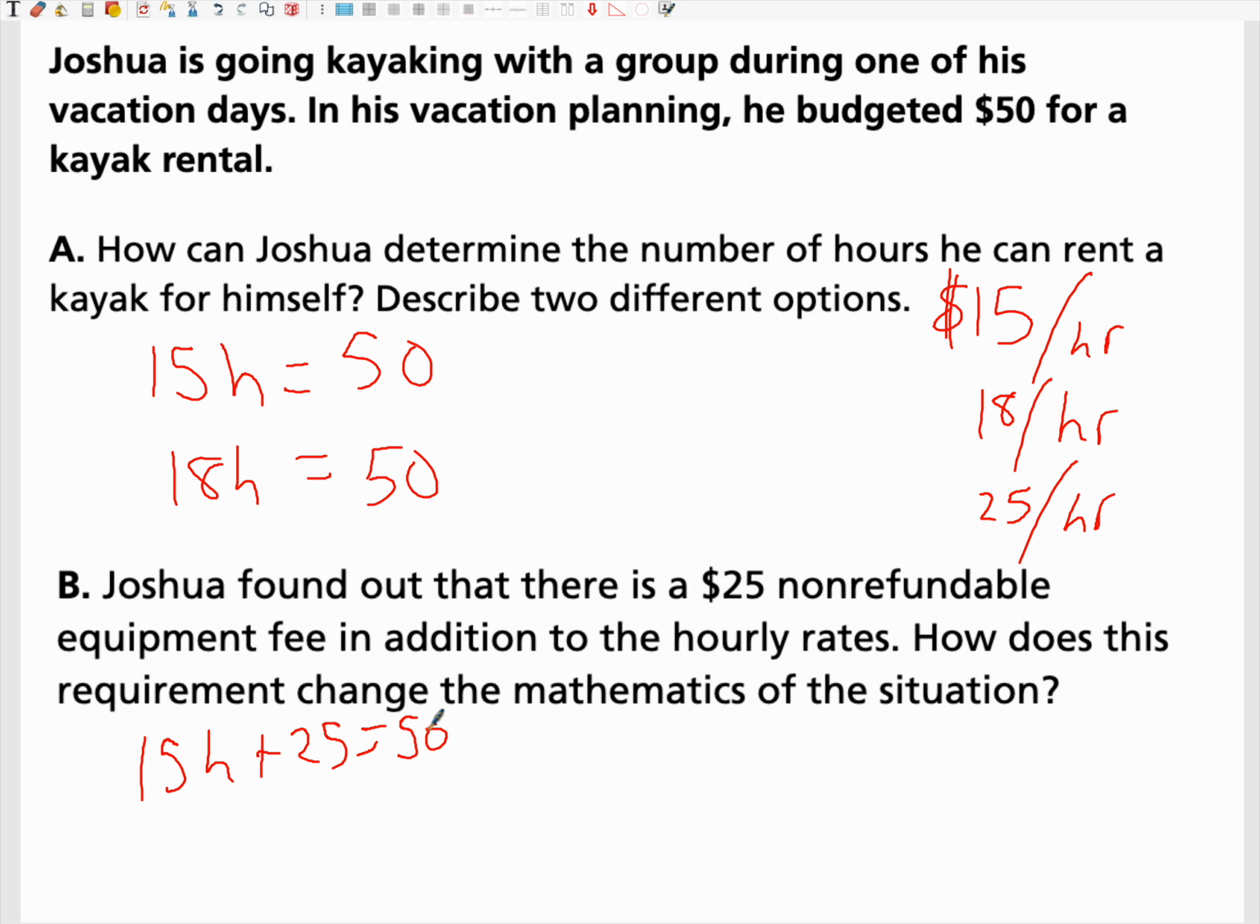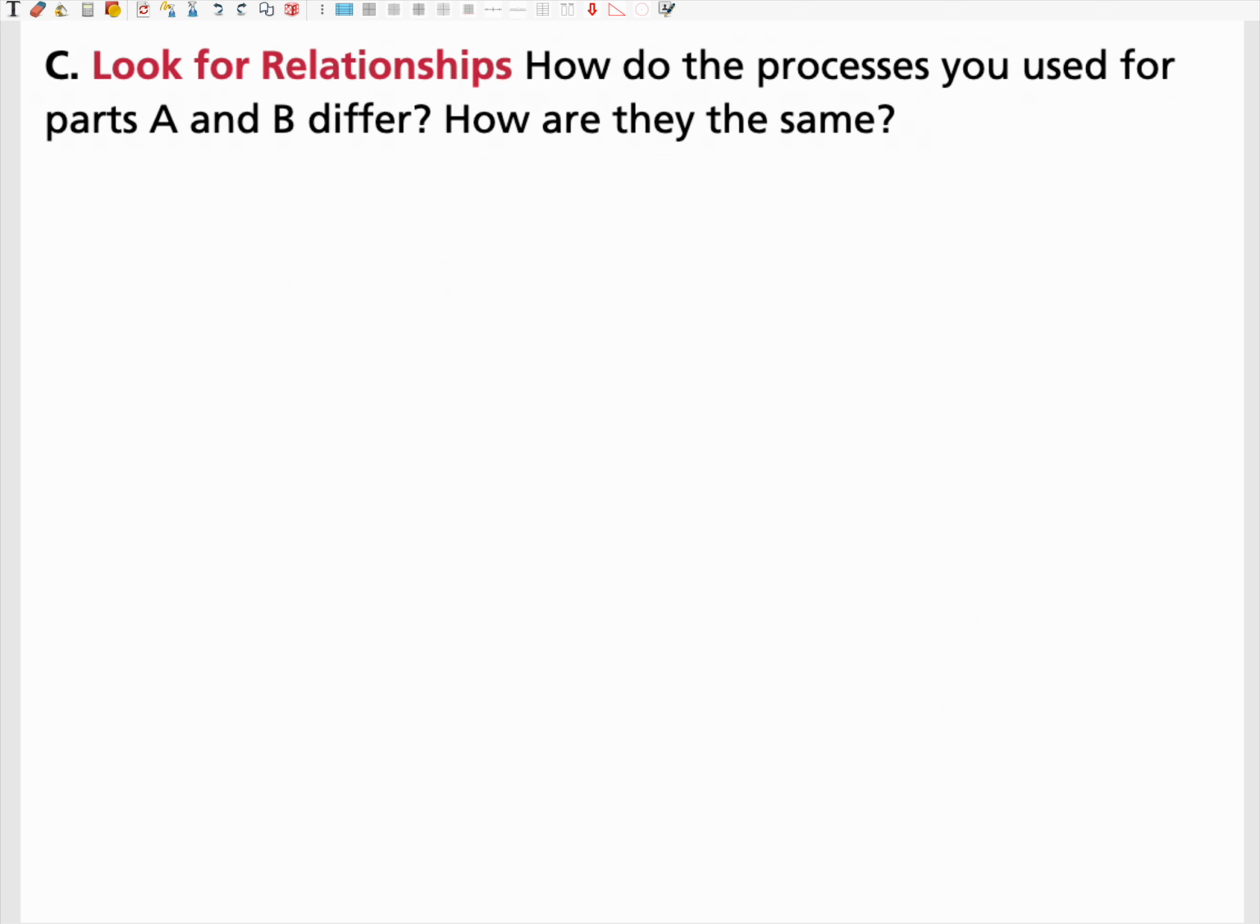Let's move on from there. Is that all they wanted us to do? That's pretty much it. That's a linear equation. Look at how the processes you used for parts A and B differ. How are they the same? So what was different about those two equations? One had a number that doesn't have a variable. What do you call a number that doesn't have a variable? Starts with a C.